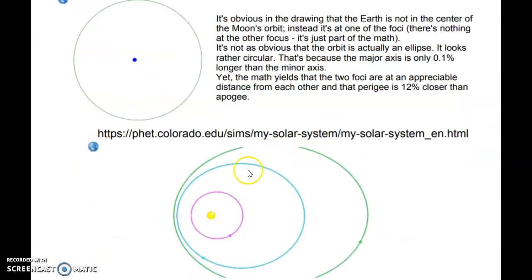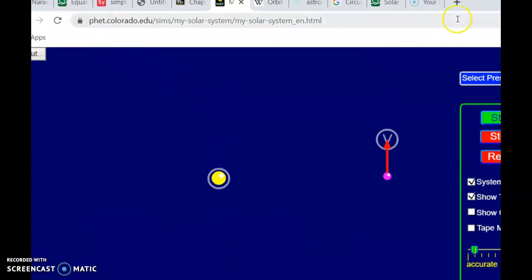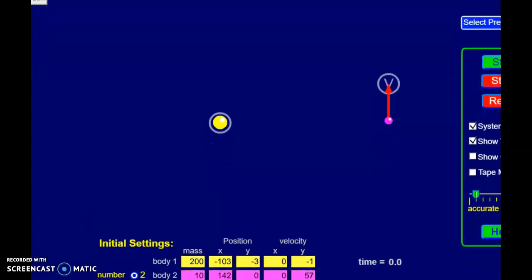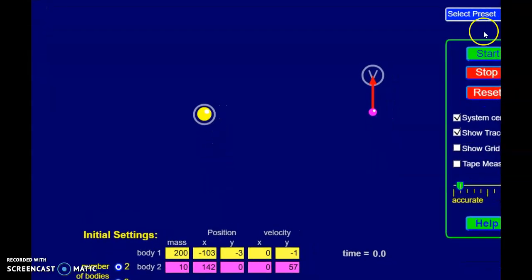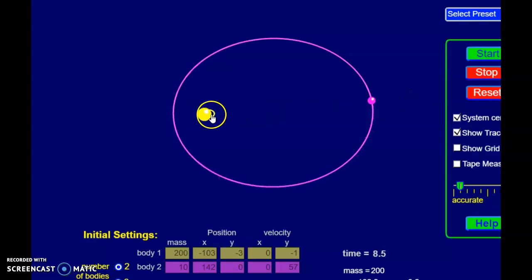And here again are orbits. This one here is actually PhET, and I'm going to show that. It's a very unique one. If you Google PhET, you will come up with all these applets, and one of them is this astronomy applet. When I hit start here, the pink planet is gravitationally attracted to that yellow sun and moves on an ellipse. The sun is in one of the focal points, foci. There's nothing in the other one. That's just the mathematical part over here, but the sun is over here.